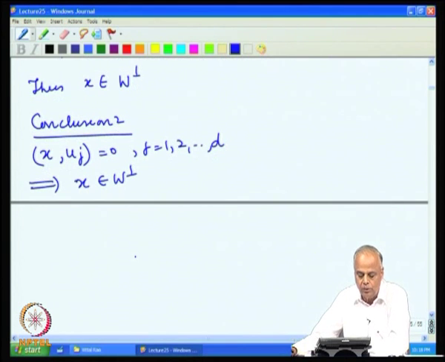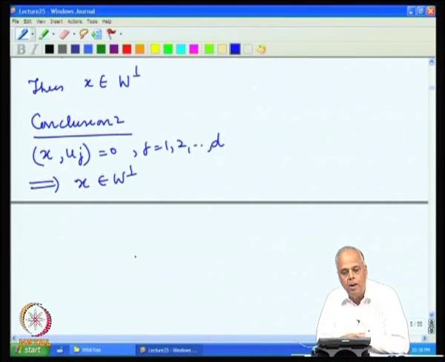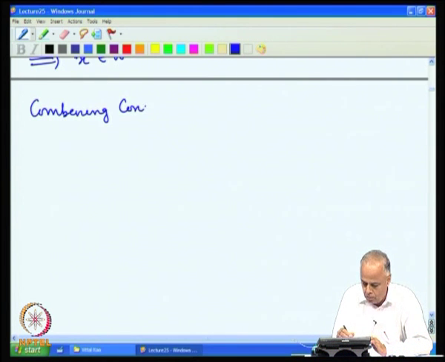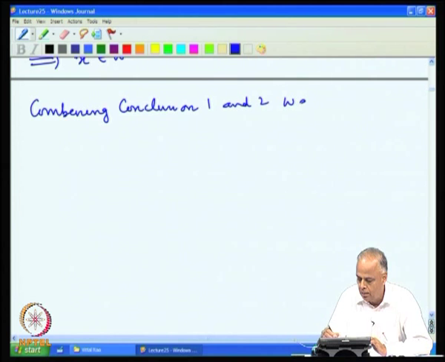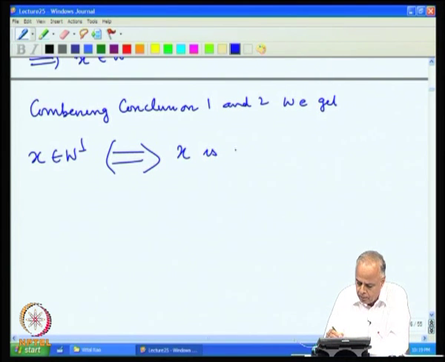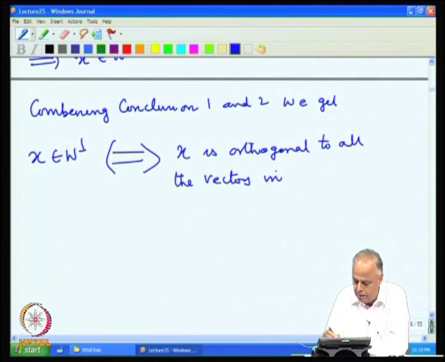Comparing this with conclusion 1, we had that if x is in W perp, it must be orthogonal to all the basis vectors. And now we have said that if it is orthogonal to all the basis vectors, it must be in W perp. So, combining conclusion 1 and 2, we get x belongs to W perp if and only if x is orthogonal to all the vectors in a basis for W.